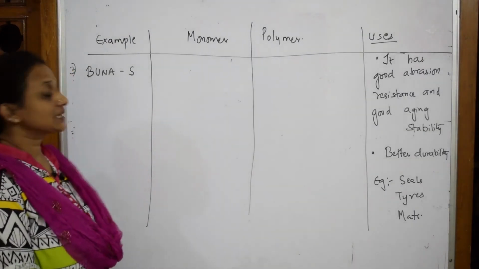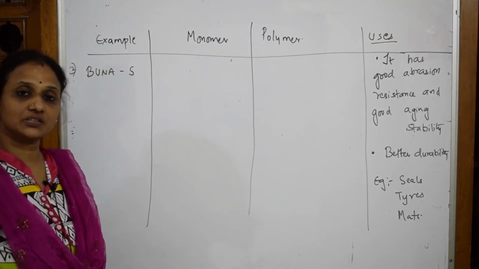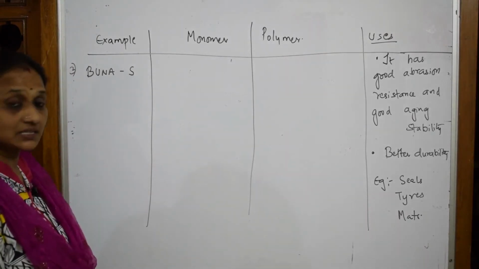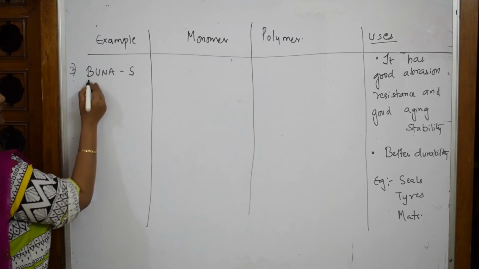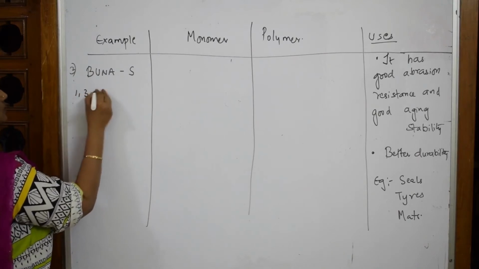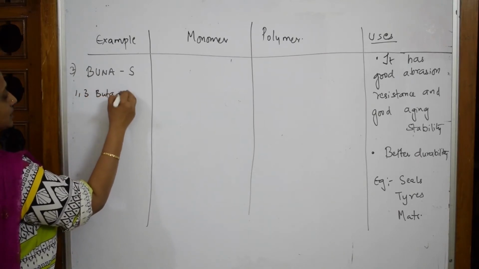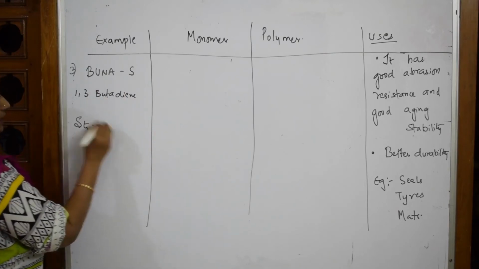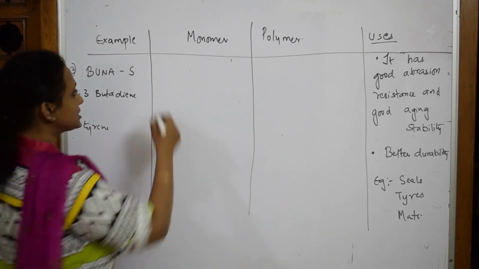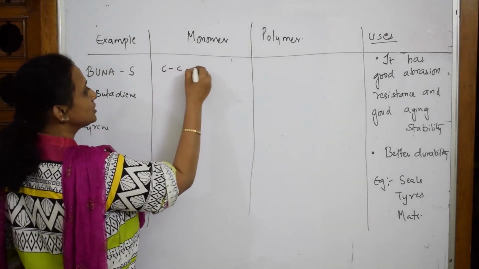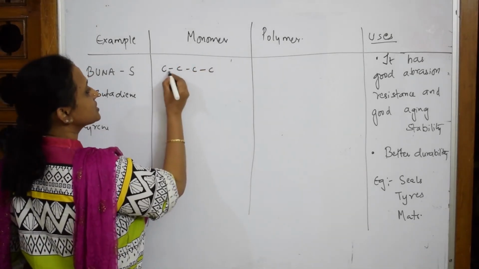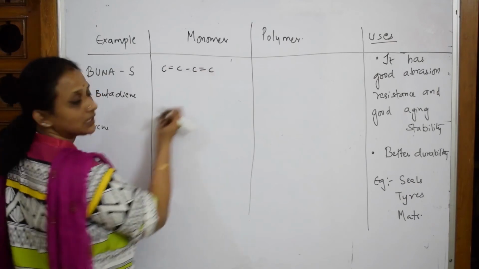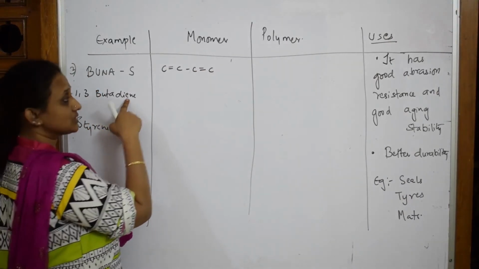Right. Now let's come back and learn the last type of synthetic rubber, that is BUNA-S. So when I have to speak about BUNA-S, BUNA stands for 1,3-butadiene and S stands for styrene. Okay, let us again write the same formula. Butadiene is 1, 2, 3, 4. So first and third you have double bond, diene. Right, that is what we have learned.